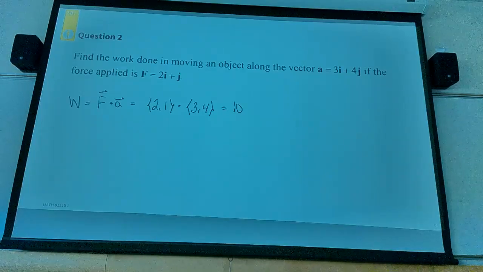But joule is also the standard unit for what? Any kind of energy. Kinetic energy, potential energy, heat energy. It's all joules. That means work is energy. Work is a measure of energy.